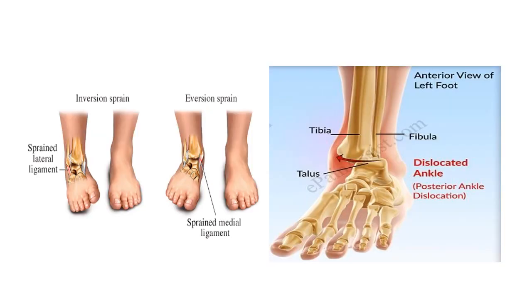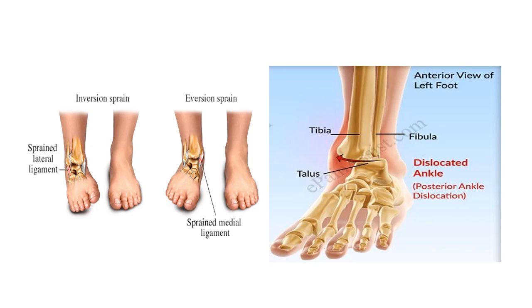The figure on the right side shows how ligamentous injury can be associated with ankle dislocation. During inversion sprain, the stretch upon the anterior talofibular ligament will cause dislocation between the talus and the fibula, while in eversion sprain, the everted foot will stretch the medial ligament, which is the deltoid ligament, and it can cause injury to this ligament.